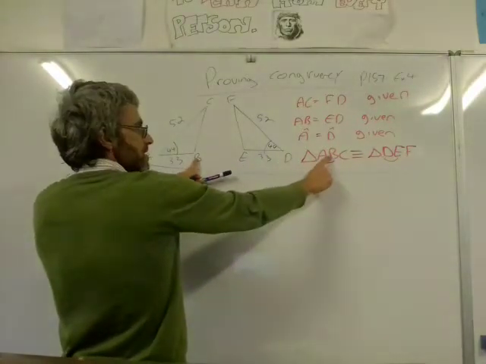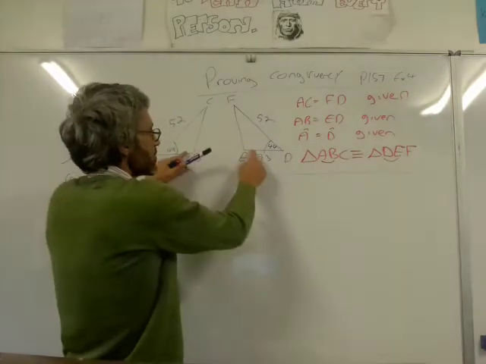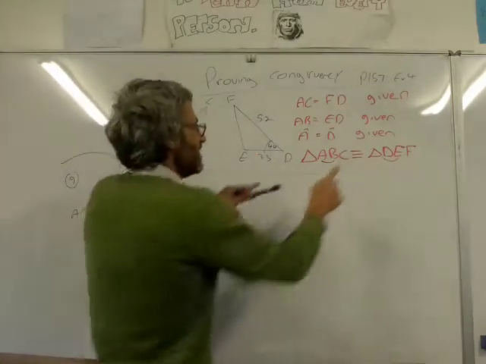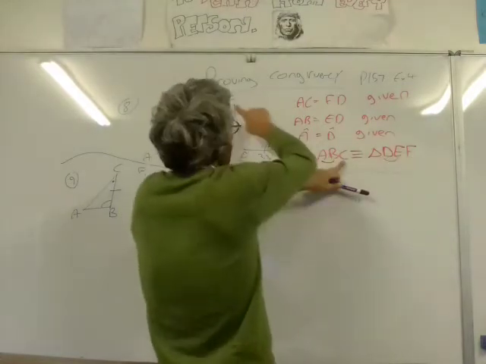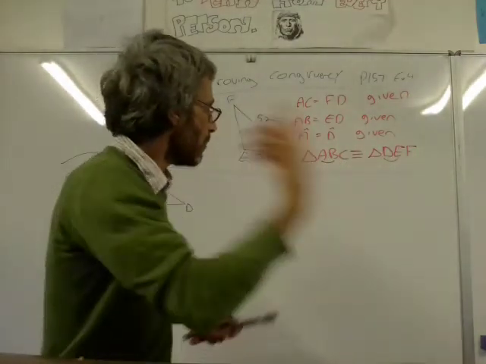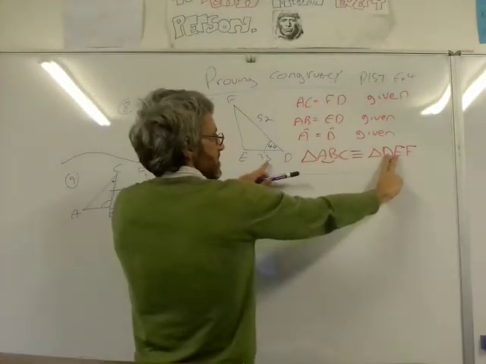Angle B is equal to angle E, which again makes sense. These two angles are the same, it looks like it anyway. Angle C is equal to angle F. Correct. More than that, we know that side AB is equal to the side DE.